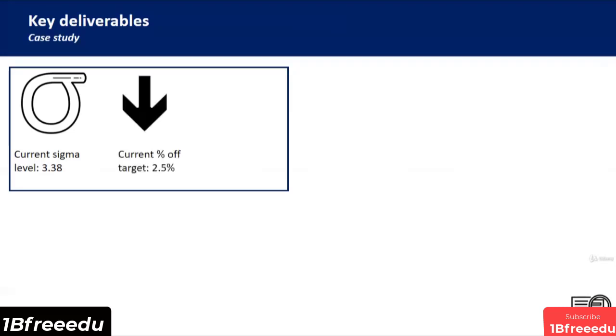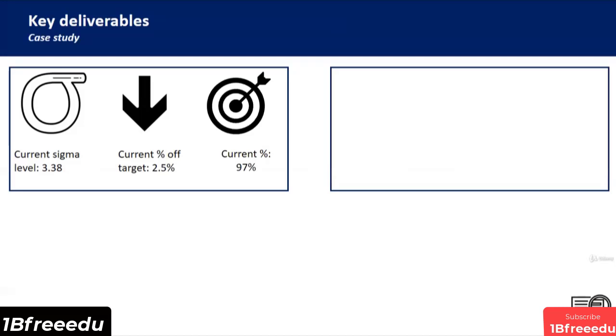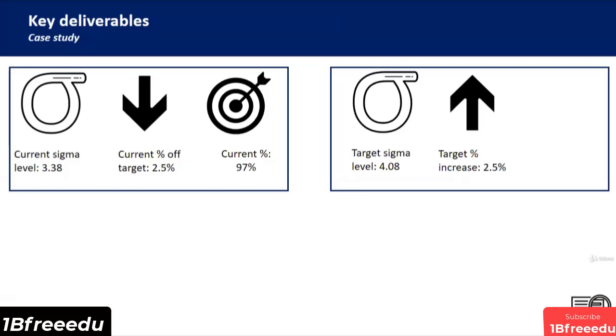And the current percentage off target was 2.5%, right? Our target was 99.5%. We were currently trending at 97%. So we're off target by 2.5%. So our current response was 97%. So we wanted to get to a Sigma level of 4.08, which would increase our target by 2.5%, which would get us to 99.5%, right? Our target was 99.5%, so we needed to increase that by 2.5%.